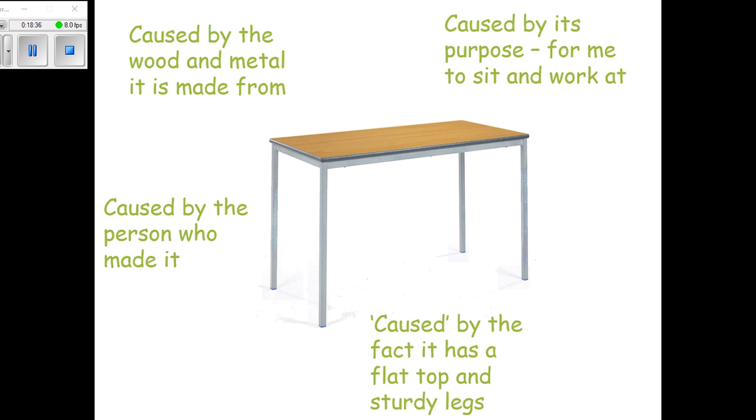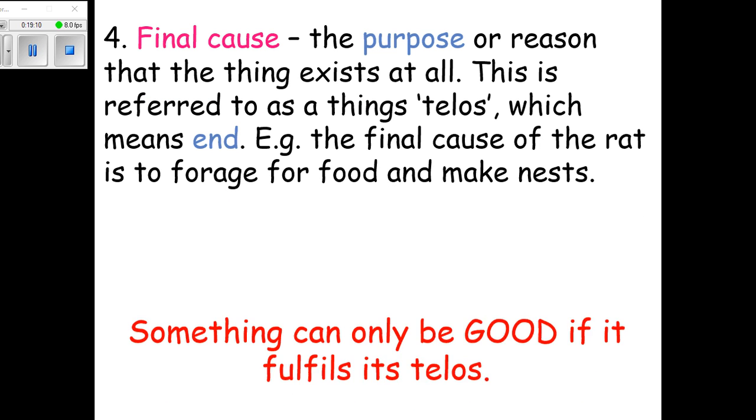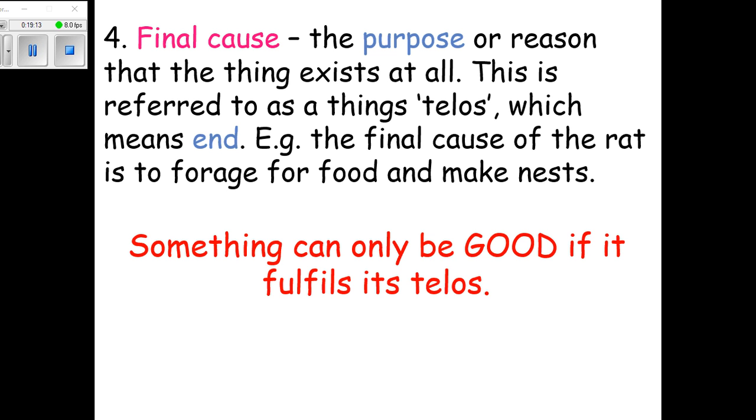You might not want to make it out of metal because you might think it's too hard, so it might change the material cause. You might not want to make it out of nails because you might think it's too scratchy, so it changes the material cause, and it changes the efficient cause, how it's made. It could also change the plan, obviously, as well. So the rat, for example, if its final cause was to fly, then its formal cause would be very different. So final cause is the most important cause for Aristotle because it defines something's essence, what it really is, what it really should be doing.